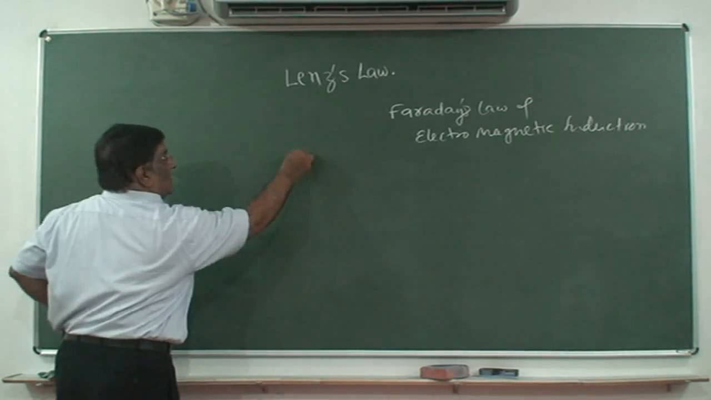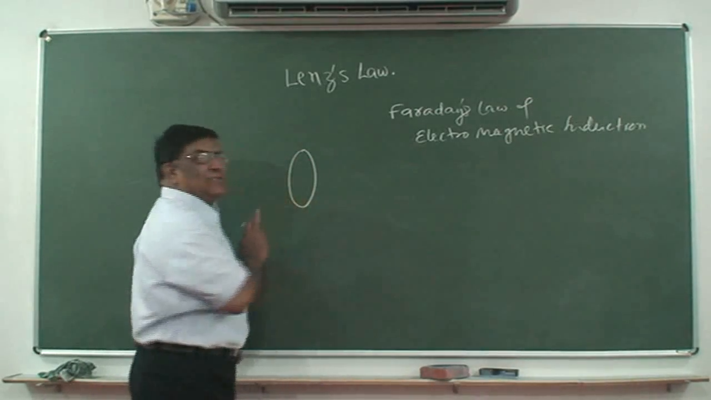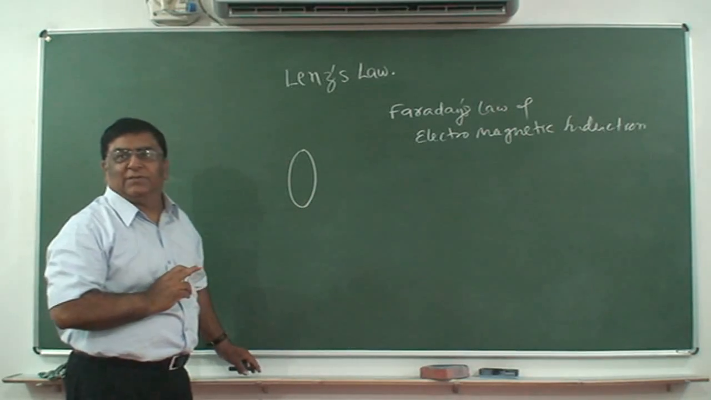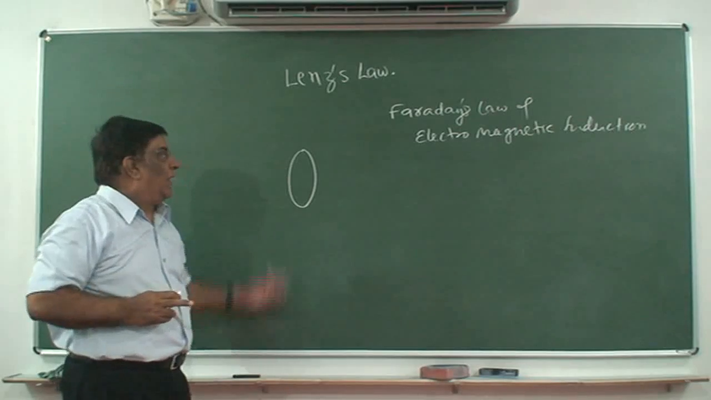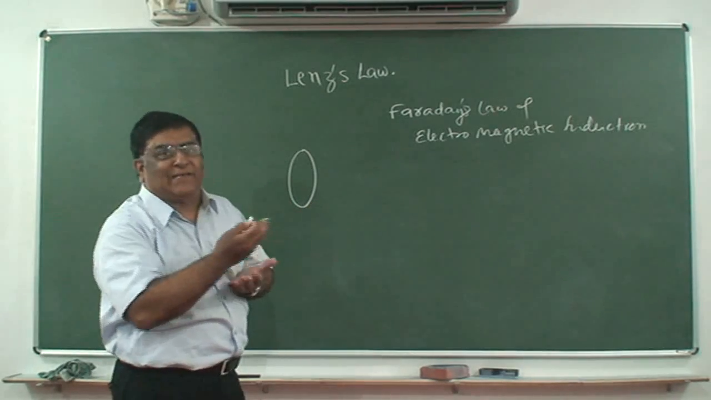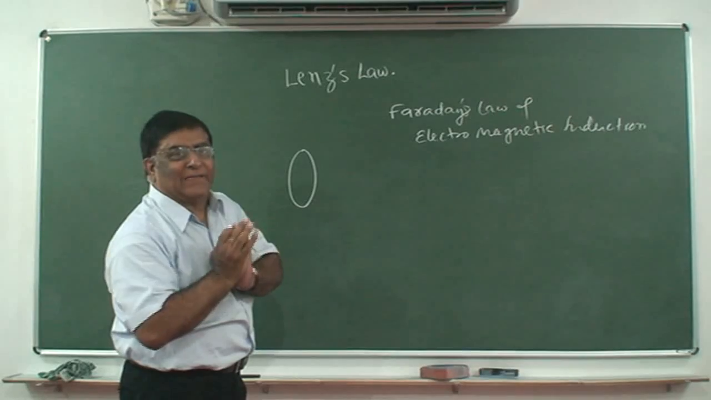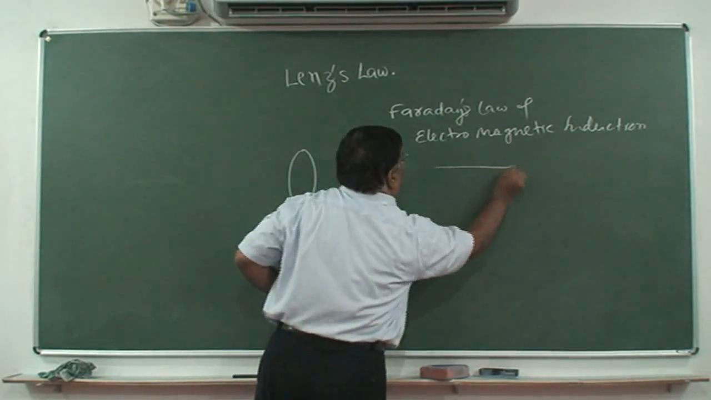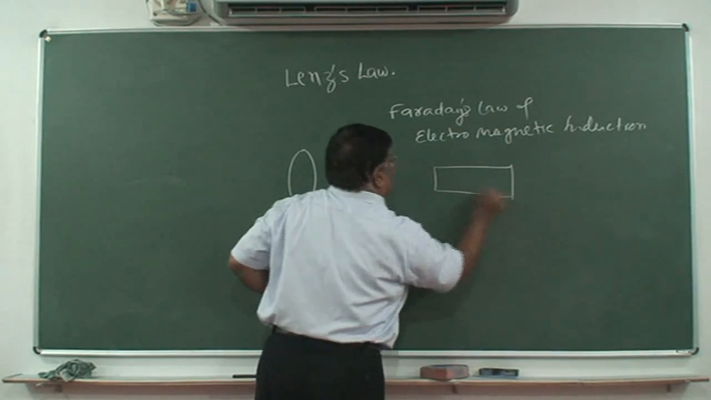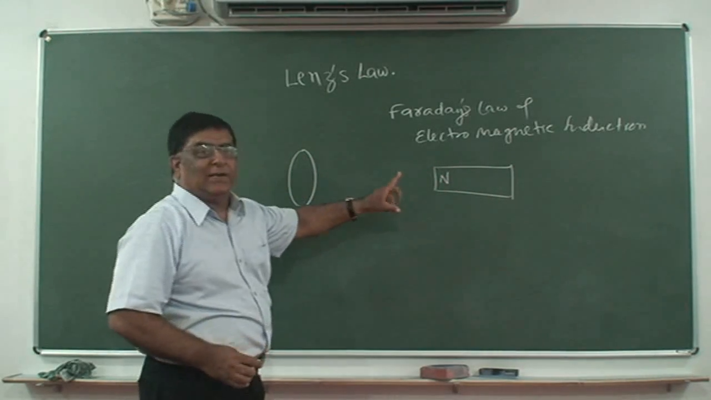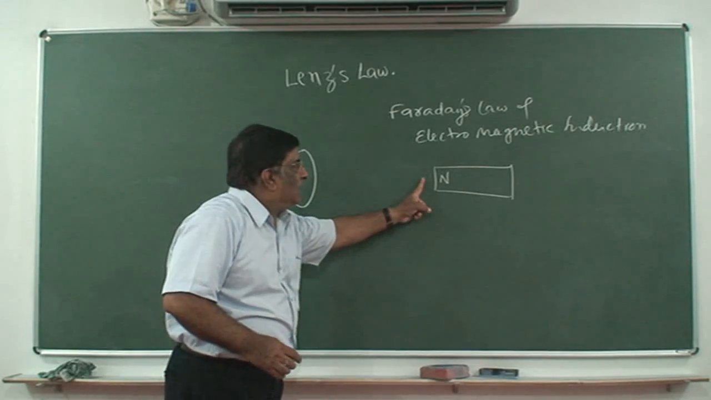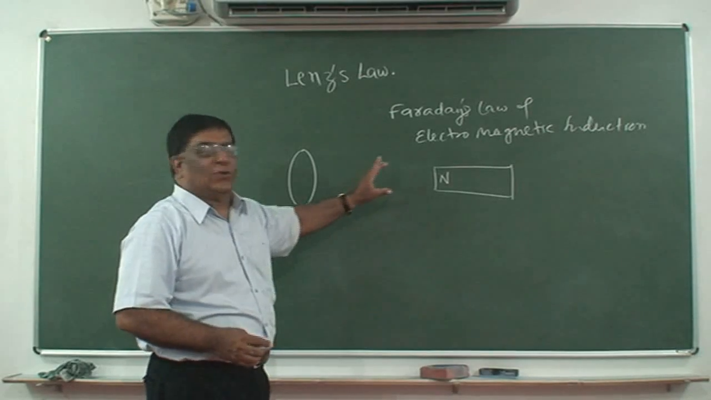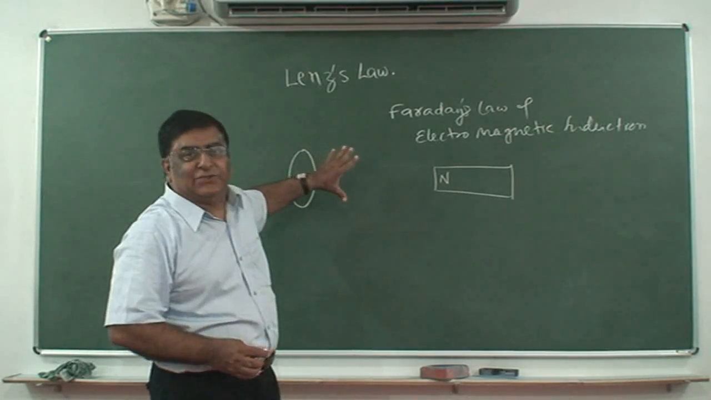Here is a coil, and we are changing the magnetic flux linked to this coil. How do we change the magnetic flux linked to this coil? There may be many methods, but we are not going into the methods. What happens when we change it? Here is a magnet. Let us say it has the North Pole on this side. The magnetic field is strongest here, it is weaker here, and it is again weaker here. So this way the magnetic field changes.